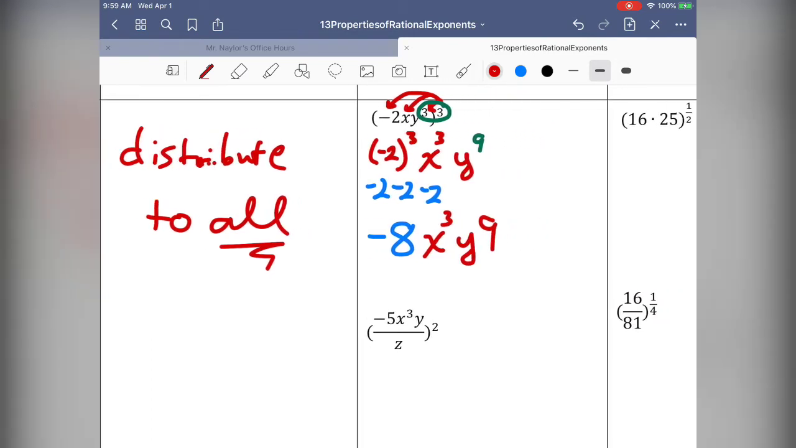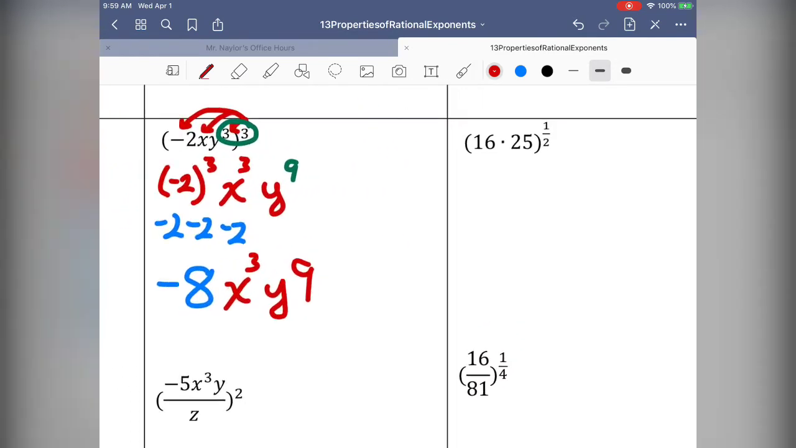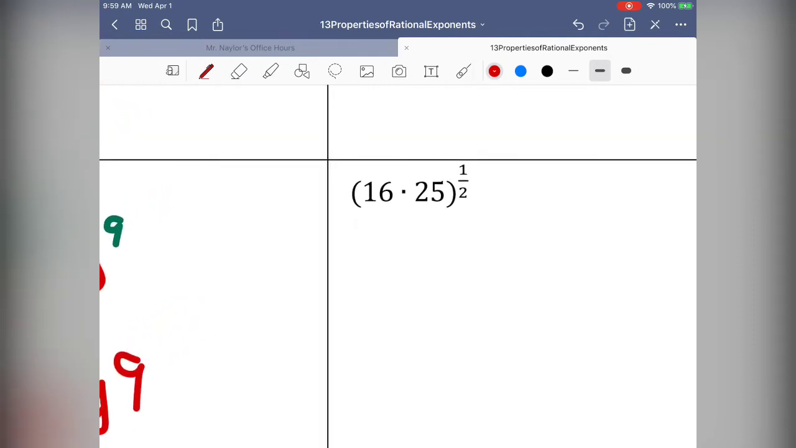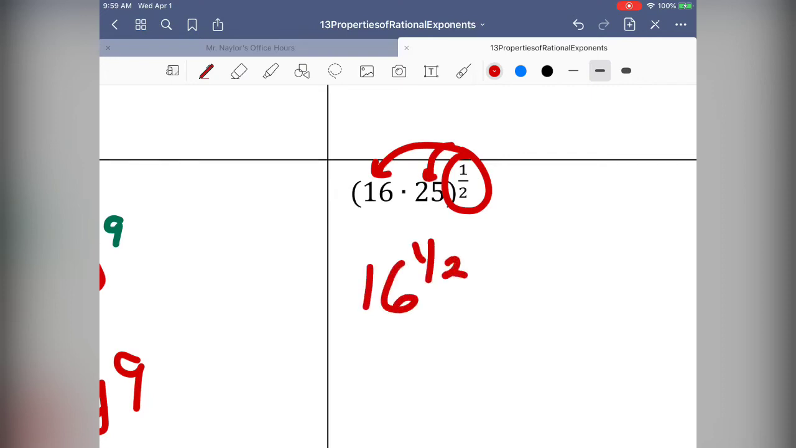Okay, so can we do that with a rational exponent? Well, yes, we can. You just have to apply the 1/2. You have to distribute the 1/2 to both of these. So I get 16 to the 1/2. I get 25 to the 1/2.